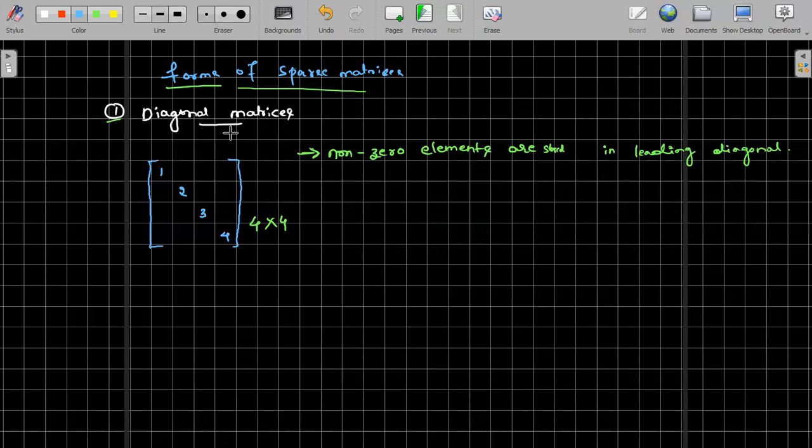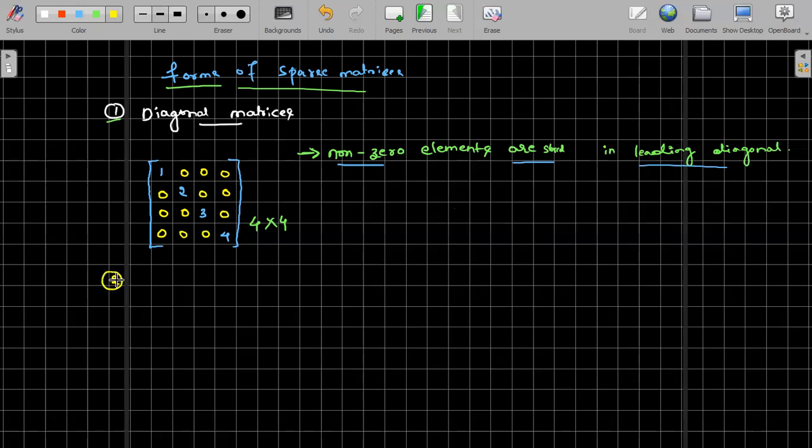Again, what are we saying here? Non-zero elements are stored in a leading diagonal. One thing you need to understand: this is the diagonal, 1, 2, 3, 4, in a diagonal way. That is what we call the leading diagonal. The rest of the memory locations in the diagonal matrix will have the elements 0. This is exactly what we call diagonal matrices.